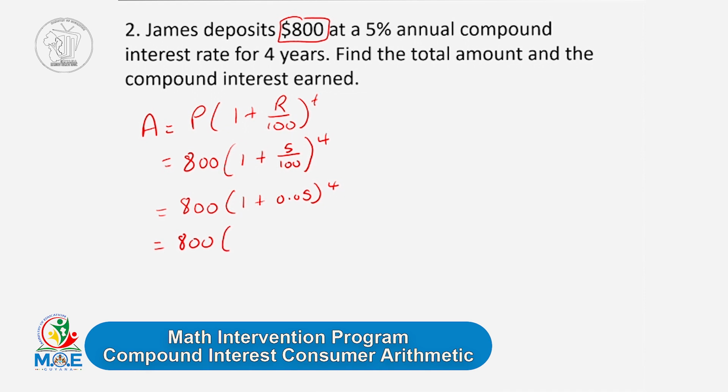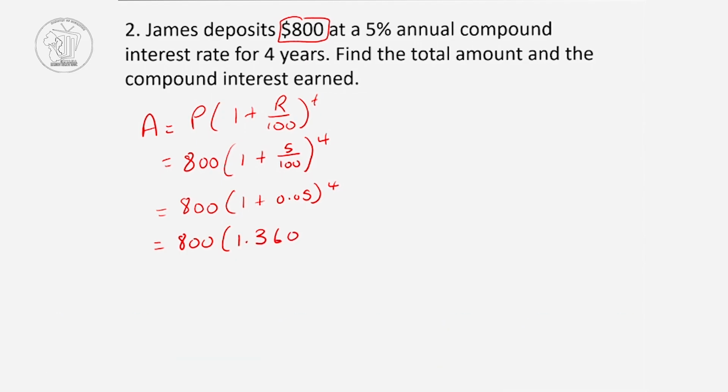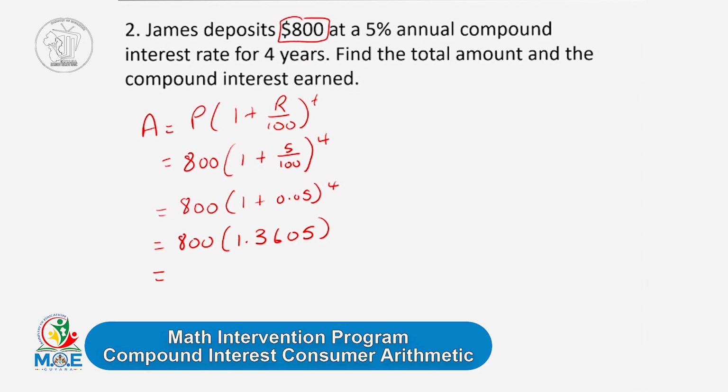So 1 plus 0.05, that would give you 1.05. And if you raise that to the 4th power, we will get approximately 1.3605. And then we multiply this answer by 800, so it will be 800 multiplied by 1.3605 will give us $1,088.40.